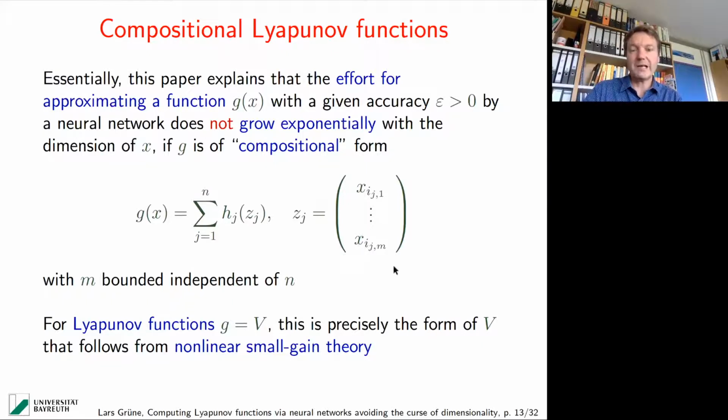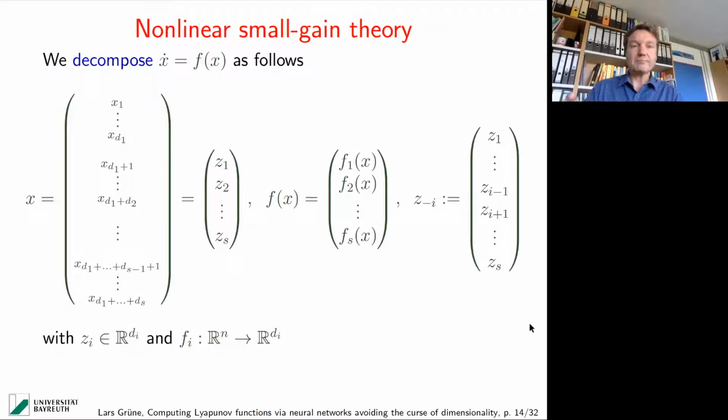So this is proven. And for Lyapunov functions, right, so if this function we want to approximate is a Lyapunov function V, this is precisely the form of V that follows from what is called nonlinear small gain theory. Let me explain a little bit what this nonlinear small gain theory says, or the particular form that I'm using here. So what we do is we decompose the whole ODE that we are looking at in the form that we decompose the state vector x into s subvectors. So this is the first one, this is the second one, this is the last one. This one here we call z1, this one here we call z2, and the last one here we call zs, and of course all the others in between too.